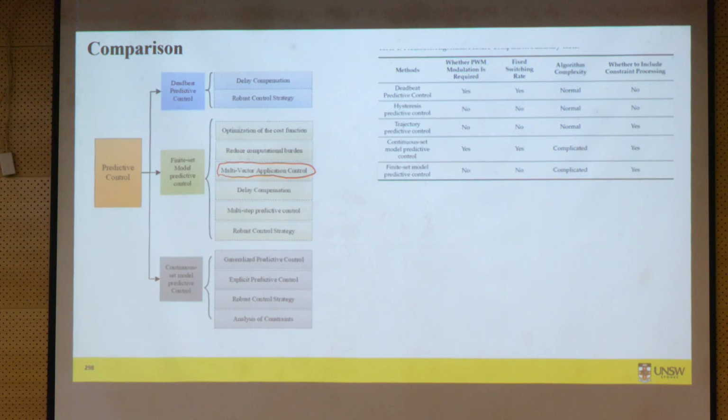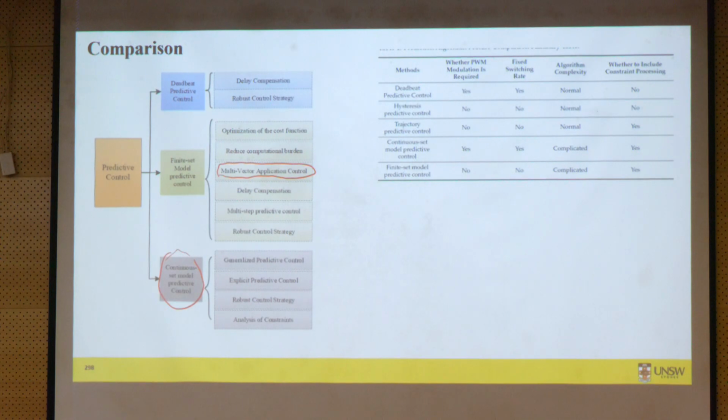And then the other one is called continuous set model predictive control. The main issue with continuous set is that you may need much more computational resource, because you are predicting continuously, not discretely. So that's the issue with the continuous set one. You may need a much more powerful microprocessor to do this type of model predictive control.